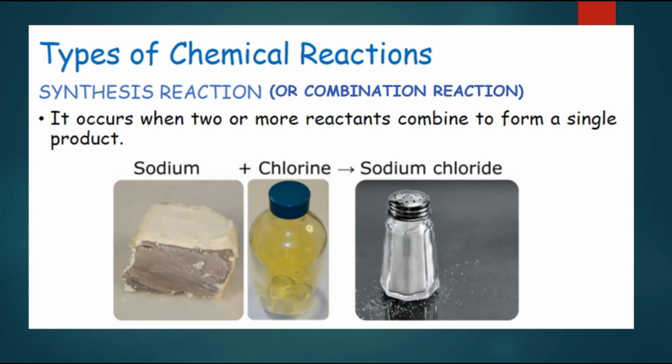Combination reaction, class, occurs when two or more materials combine in a chemical reaction to form a new material. Like what you can see here, we have sodium metal and chlorine gas. Once these two combine, they will form sodium chloride. And sodium chloride, class, is salt. The salt comes from sodium and chlorine. What happened to them, why they formed a new material or substance, is due to the combination or synthesis reaction, combined to form a single product.